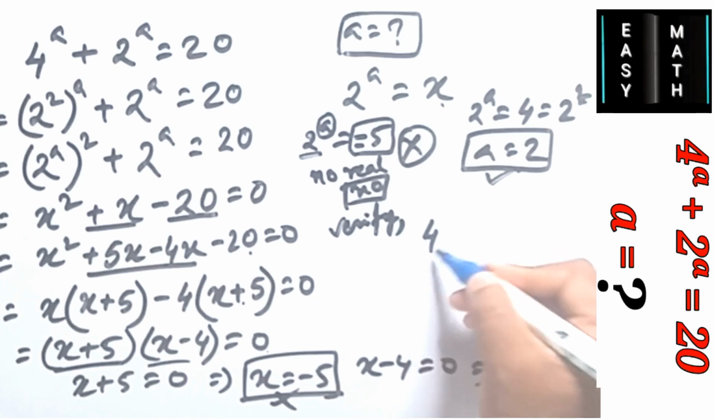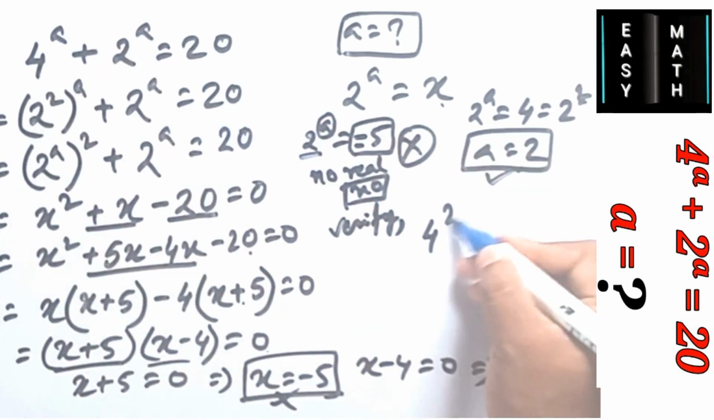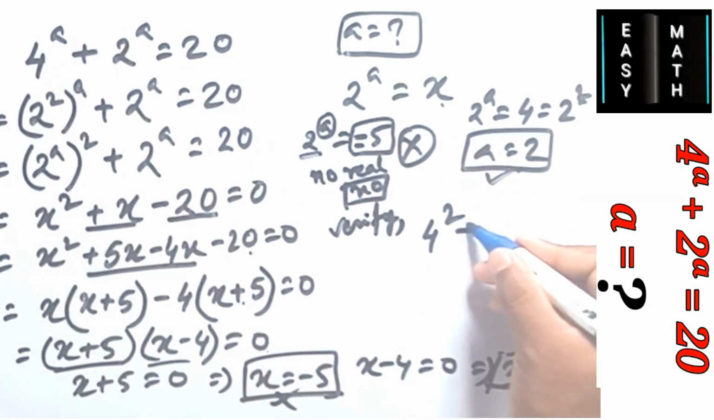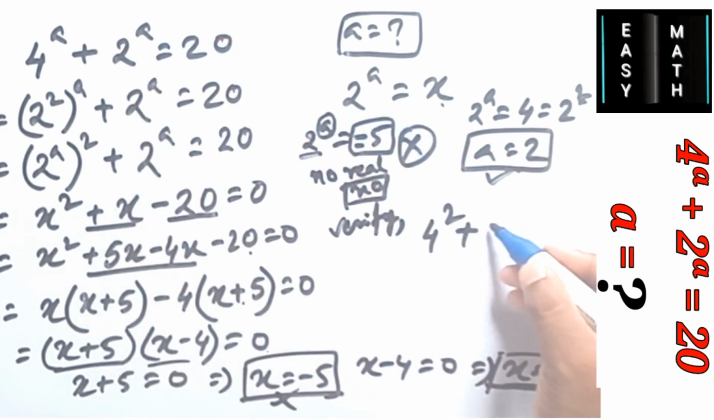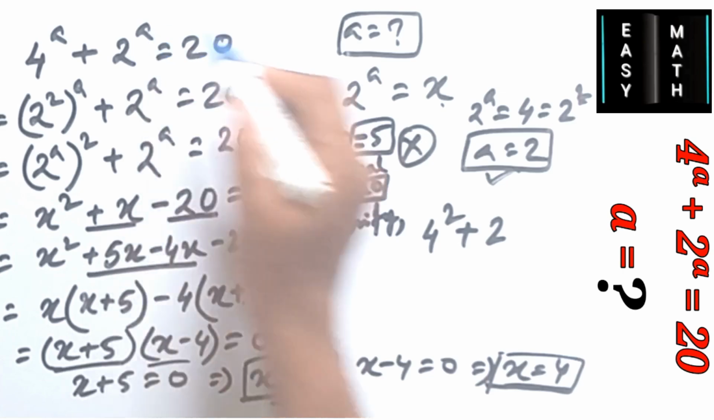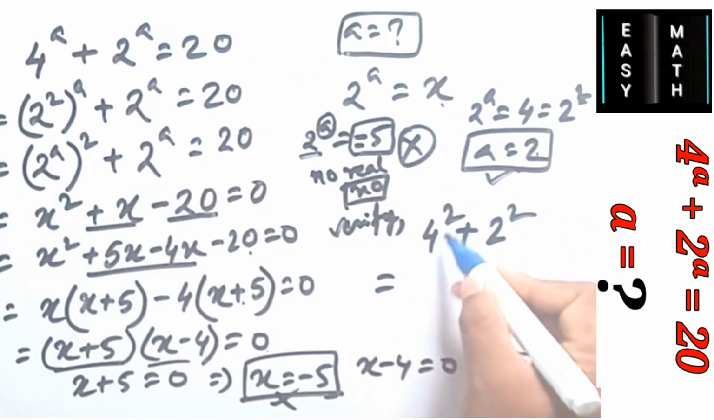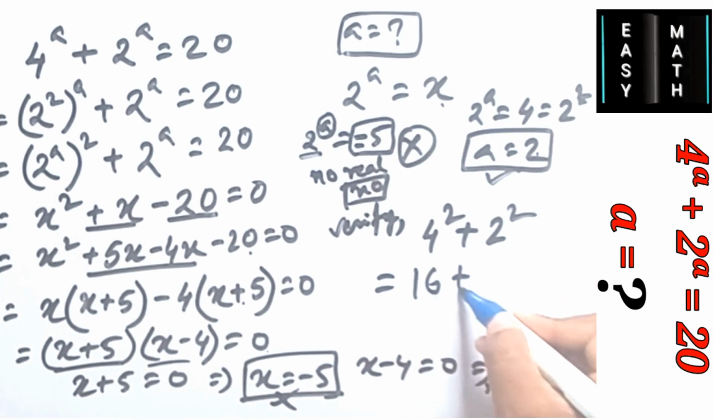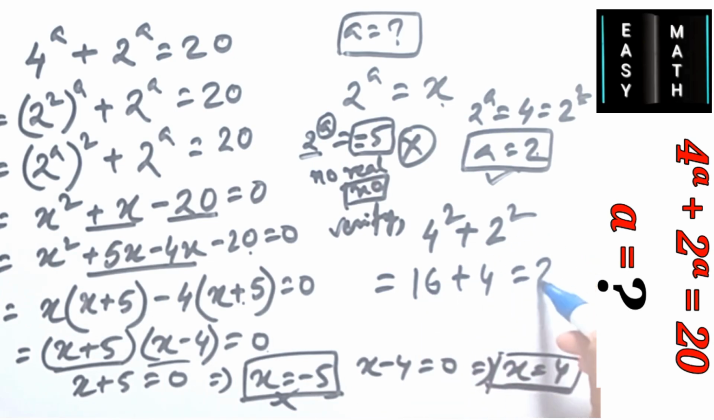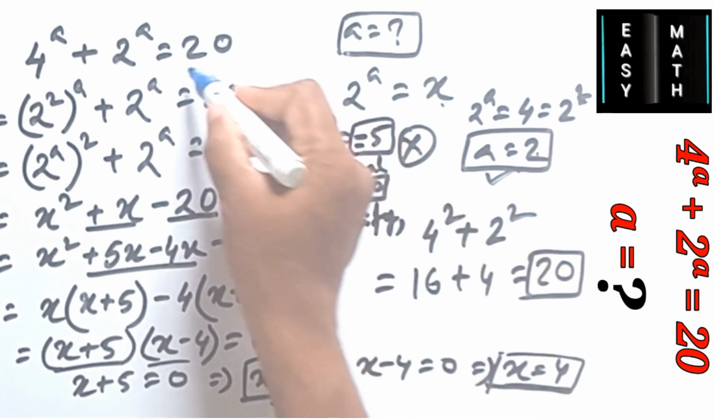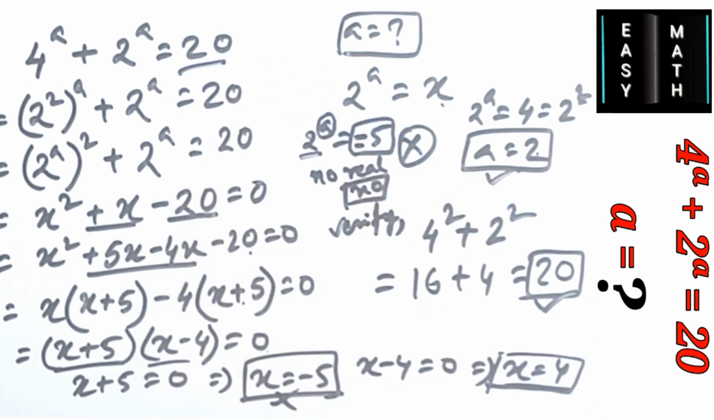If a value is 2, so 4 to the power 2, and this is 2, so power of 2, so this is 16, and this is 4, so total value is 20. This is proved, so a value is 2 is right.